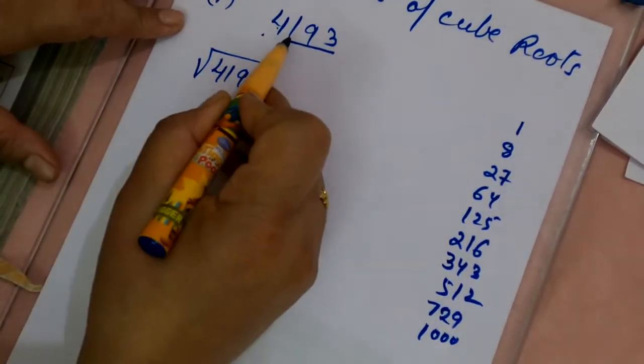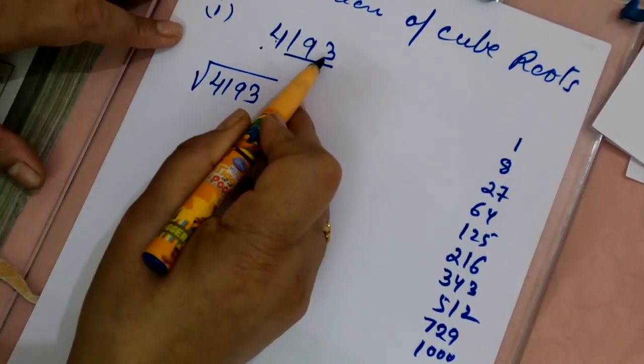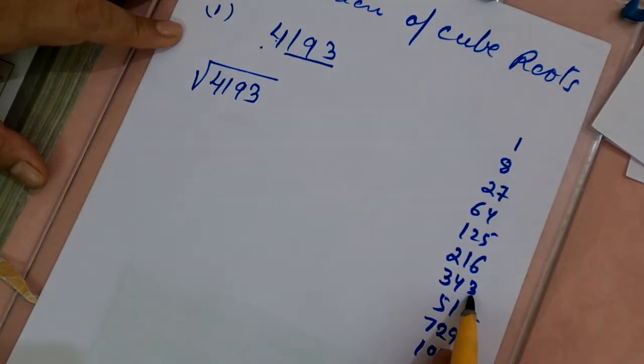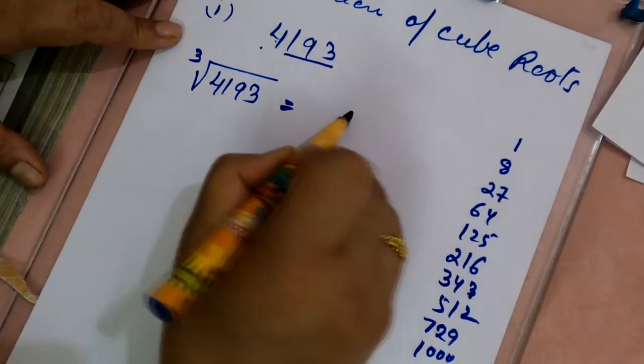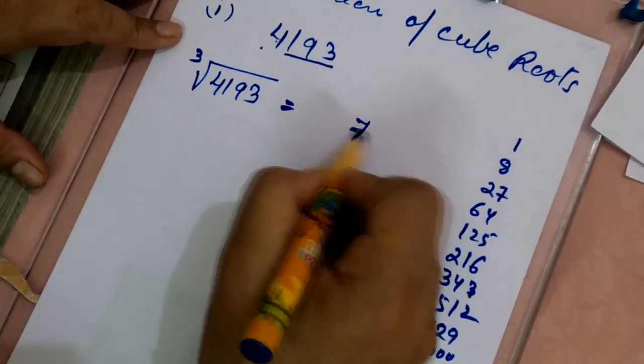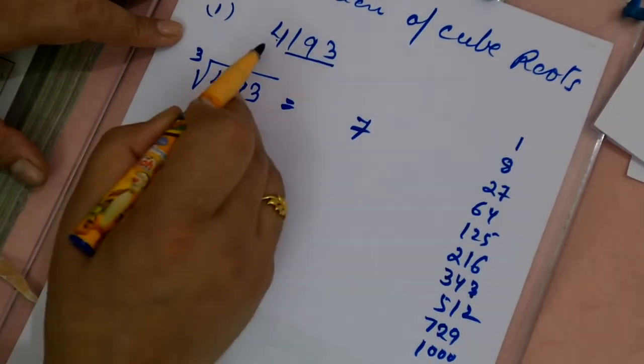So the first group is 193, with 3 in the unit place. Which number has got a 3 in the unit place? See, it is 7. 7 cube has got 3 in the unit place. That means the cube root of this number will have 7 in the unit place. Clear?